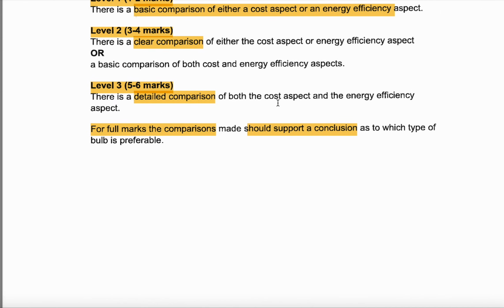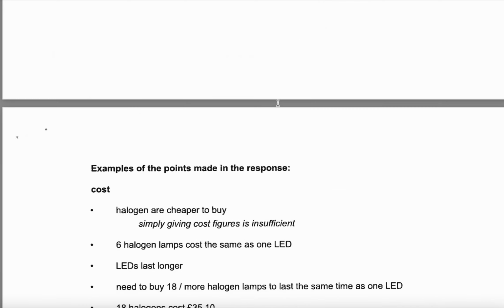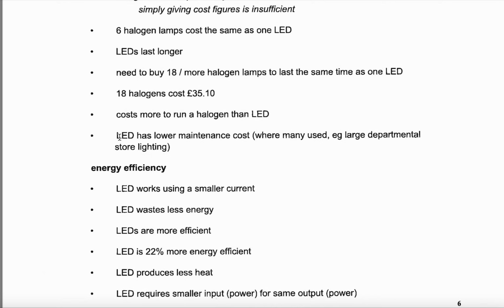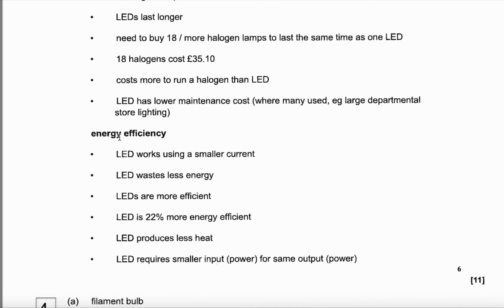So the quality of your answers, things you could say, if we go to the examples of points made by students: halogen is cheaper. Yeah, that's a basic comparison. Simply giving cost figures is insufficient. You need to actually make a comparison between the two. Halogen light bulbs are cheaper to buy. 6 halogen lamps would cost the same as 1 LED. These are the kind of comments you could make. LEDs last longer. So you can have a look through all these and read them and then decide how you would answer it if you could make it into sentences.